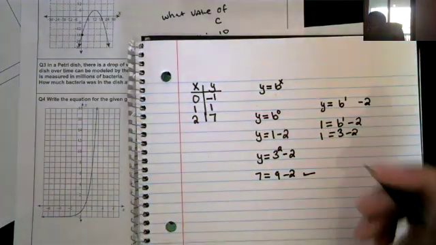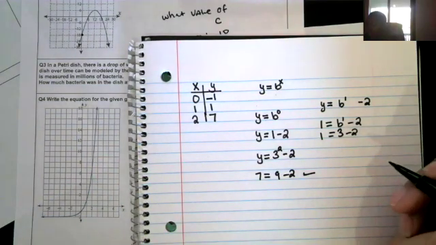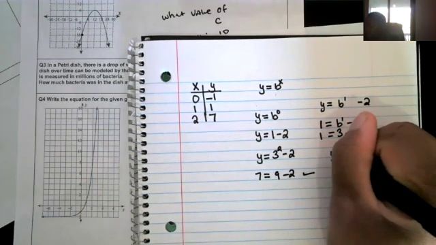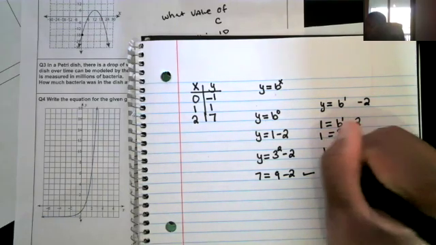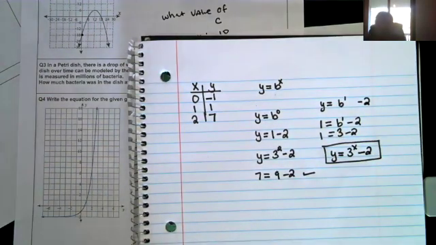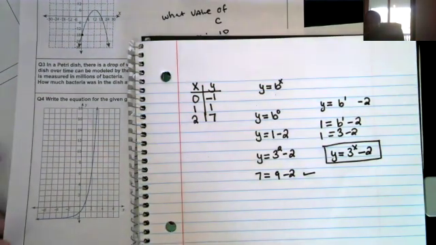Okay, so we have created our exponential equation. So y equals 3 to the power of x minus 2. So it's a lot of guessing and checking, but eventually you will get there. Okay, let's go on to question 5.